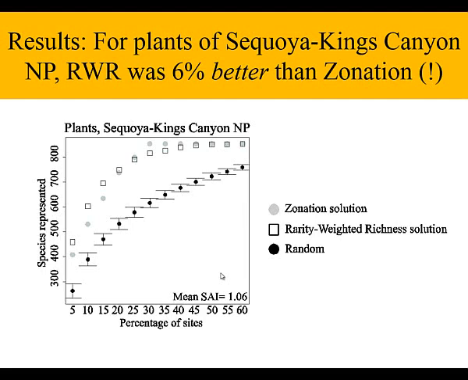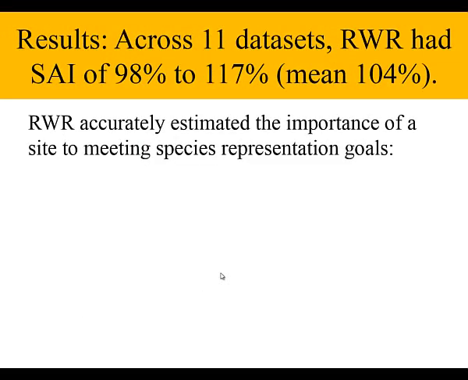Again, recall that zonation is heuristic. We call it optimum, but clearly, in some cases here, it's suboptimum. RWR actually did better. In some of these cases here, zonation did a little bit better, but not much better. On average, the efficiency here was greater than 100%. How about that? So RWR does a great job of producing essentially the same prioritization that these difficult algorithms can develop. So across 11 data sets, RWR had a SAI average efficiency of just over 100%.